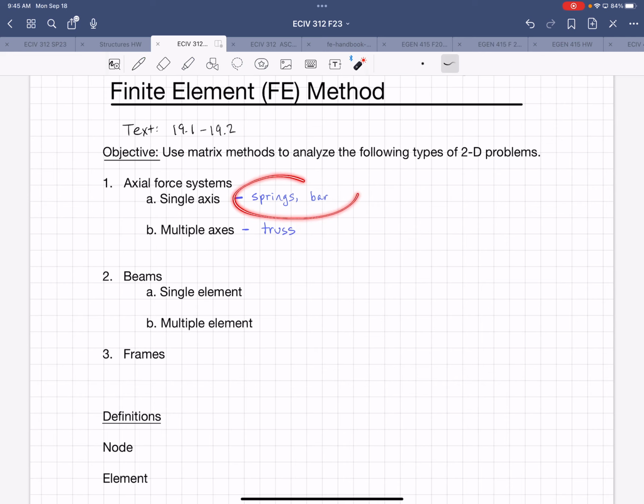right? So even though both truss members and single axis axial force systems, we assume they only take axial forces, the difference is with a truss, because you have geometrically different alignments, the axes are oriented in different angles. Then we have multiple axes, so we have to treat it a little bit differently.